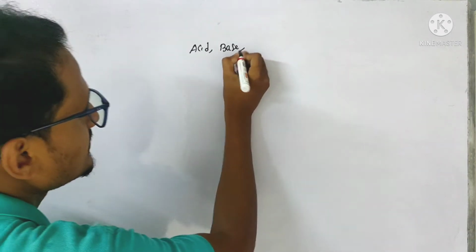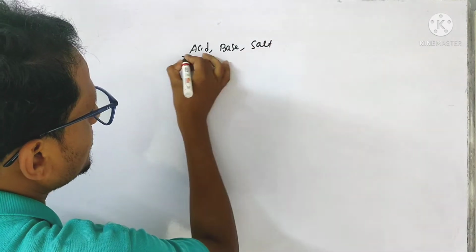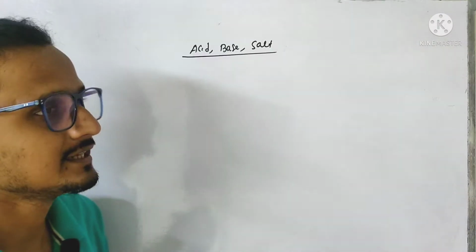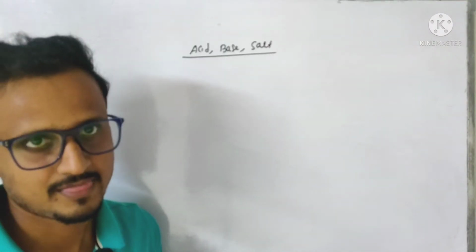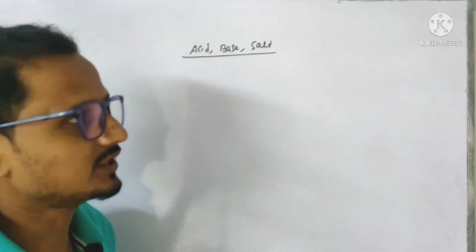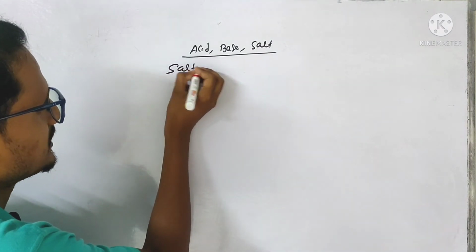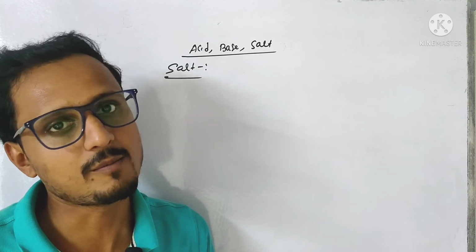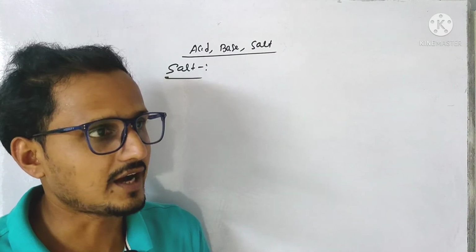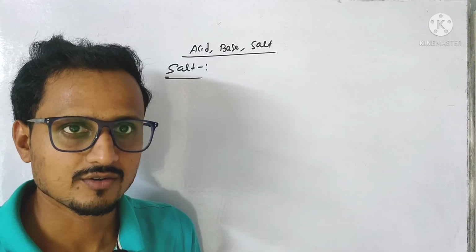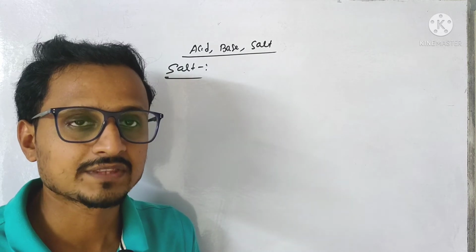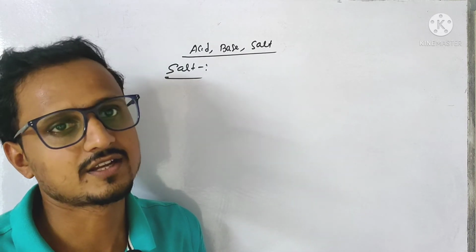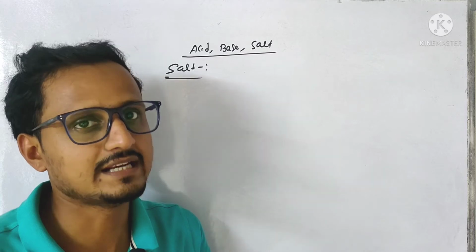So acid base salt, next topic. Today we will discuss the classification of salt. Now what is salt? Salt is an ionic compound which can ionize and dissolve in aqueous solution to form cations and anions, that means positive and negative ions.